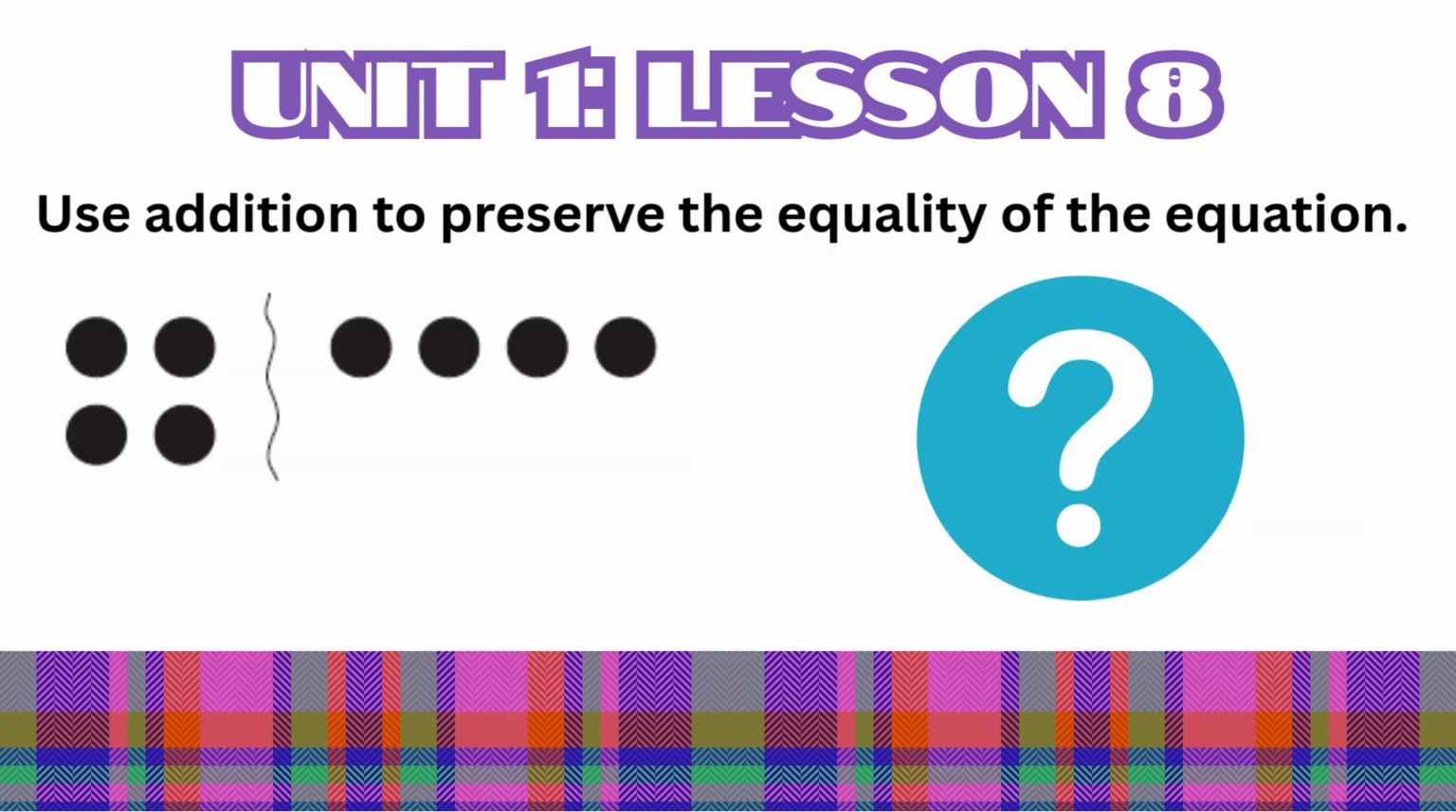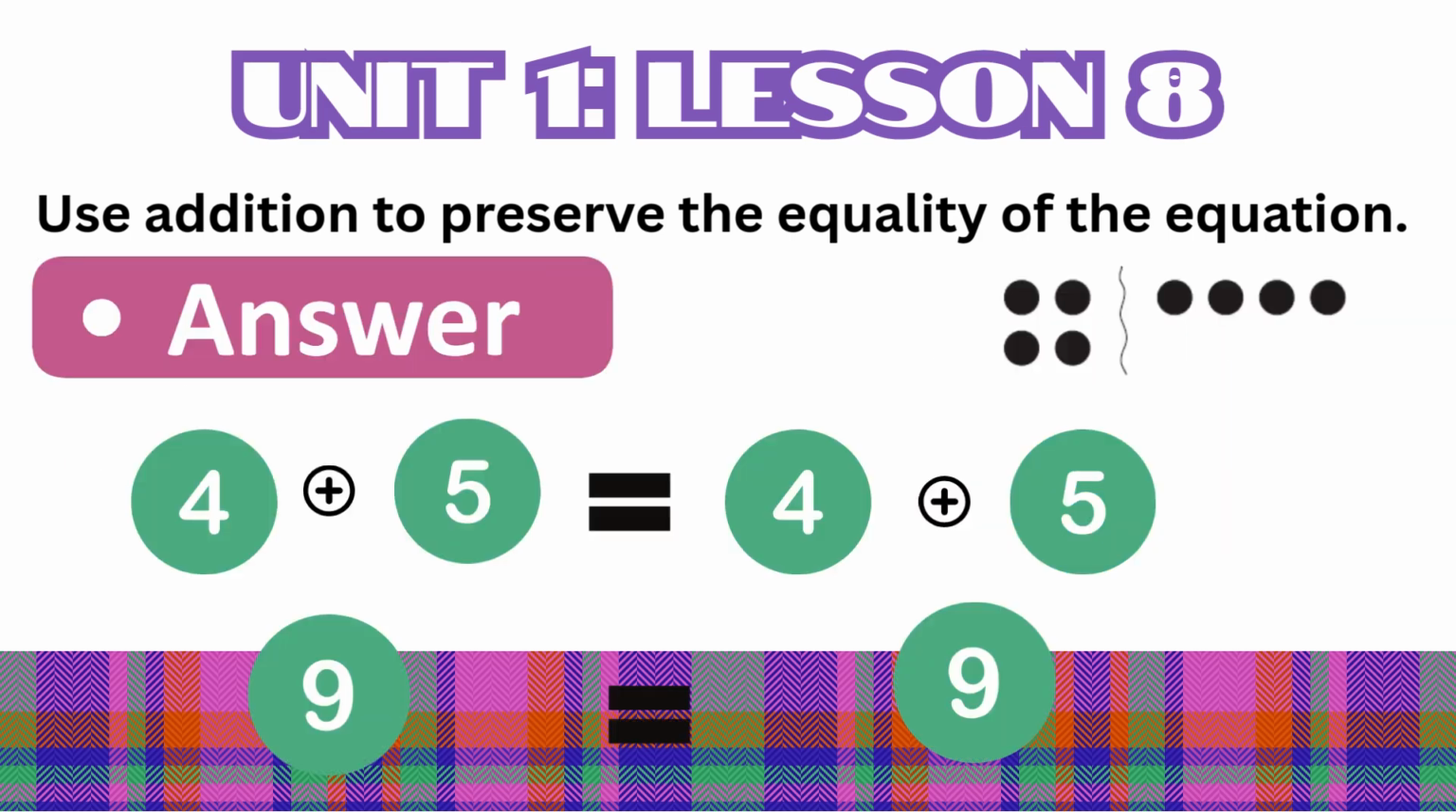Now, I would like you to look at this question. It's asking you to use addition to preserve the equality of the equation. We can see there are 4 dots on the left and 4 dots on the right. In order to preserve the equality of the equation, this is what we would need to do. We could add 5 to both sides. 4 plus 5 equals 4 plus 5. This gives us 9 equals 9, which is still a true equation. We've maintained the balance by adding the same amount to both sides.